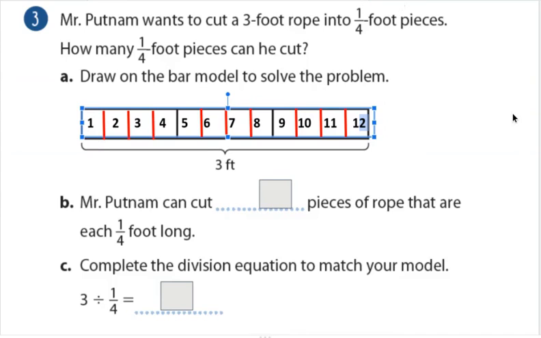1/4 size pieces. So again, in part B, it says Mr. Putnam can cut blank pieces of rope that are each 1/4 foot long. He's able to cut 12 pieces, each measuring 1/4 foot long. So now when you think about that division, I start with 3 wholes, I divide it into 1/4 pieces, and we were able to make 12.